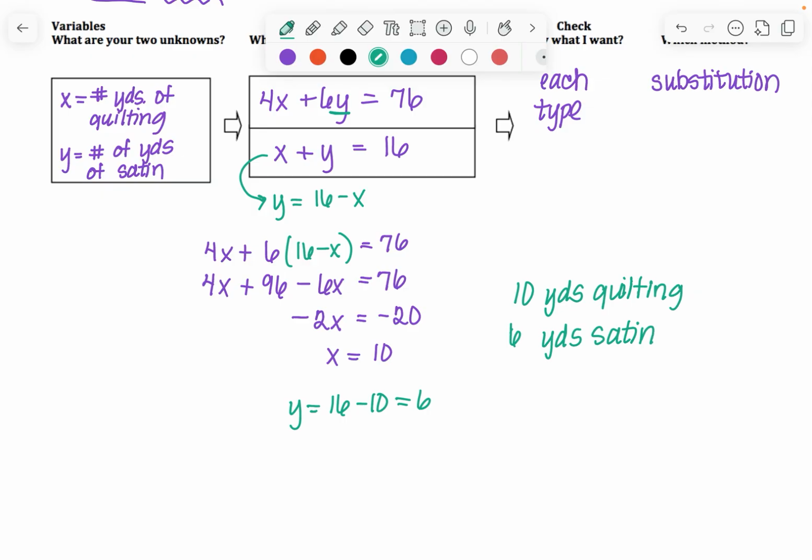Okay? These are all kind of different, but just make sure that you take the time to get your variables based on the question. Defining your variables is really going to help you know how to set up the equation. You're looking for 2 different rules being given, and then you can solve it using any method you want.